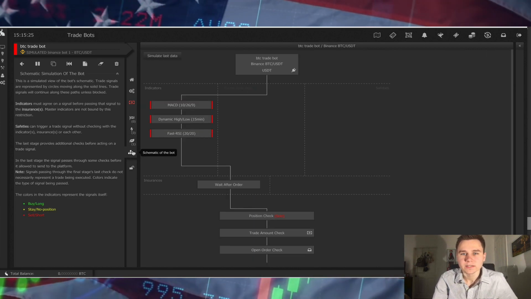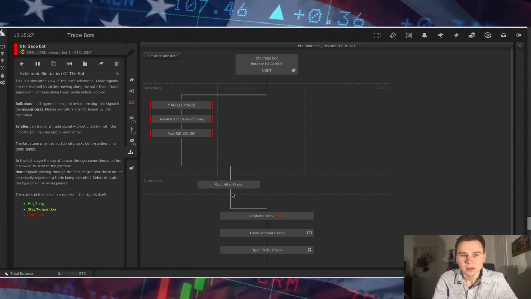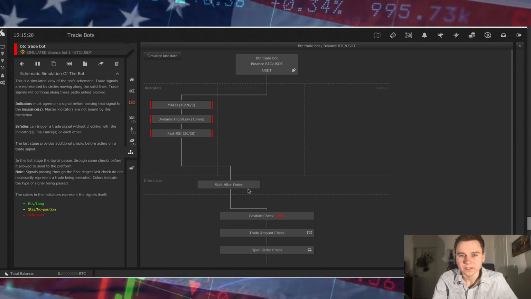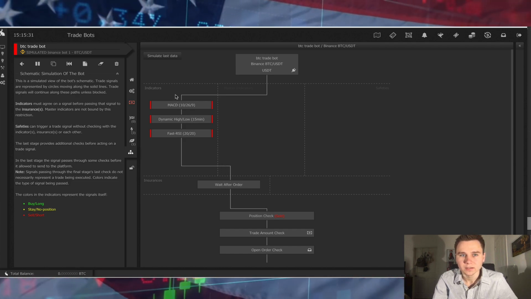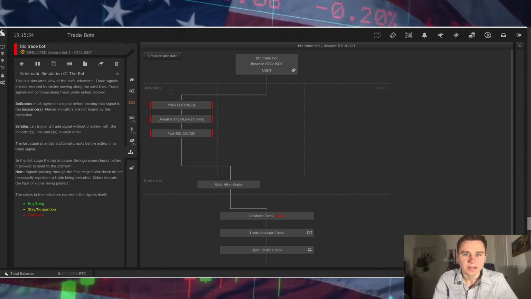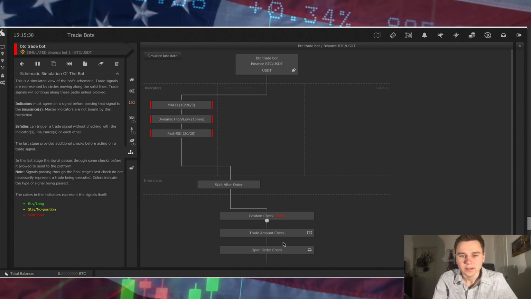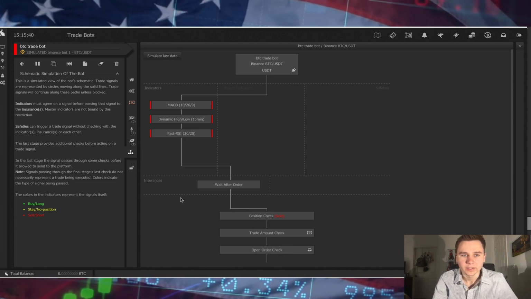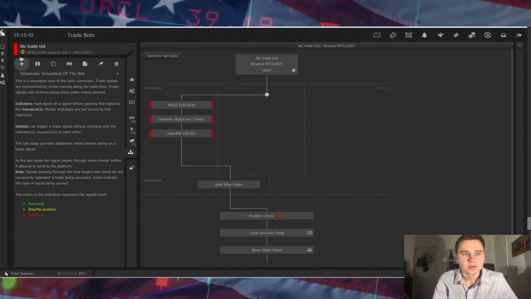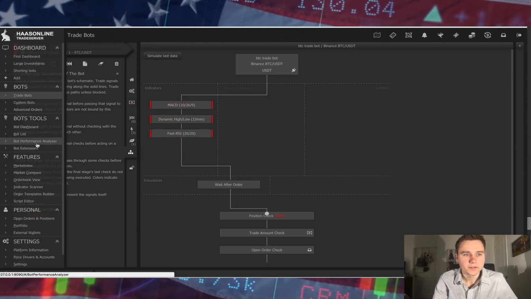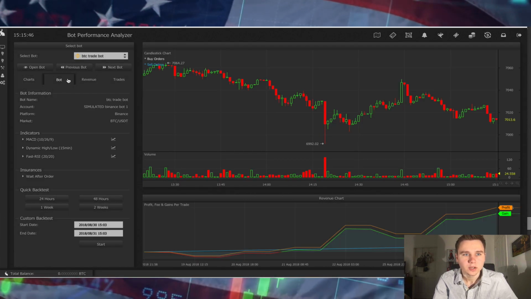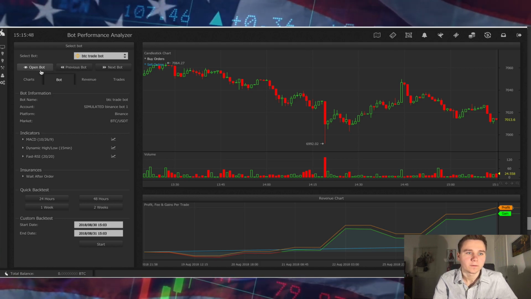And then we can go into the scheme of the bot just to see what we have, and you can see that we have the insurance there, wait after buy or sell, and then these are the 3 indicators. What we're trying to do is go through all these indicators and be able to fill out a good position or not. So we'll go into Bot Performance Analyzer, and we'll see how this bad boy performs.